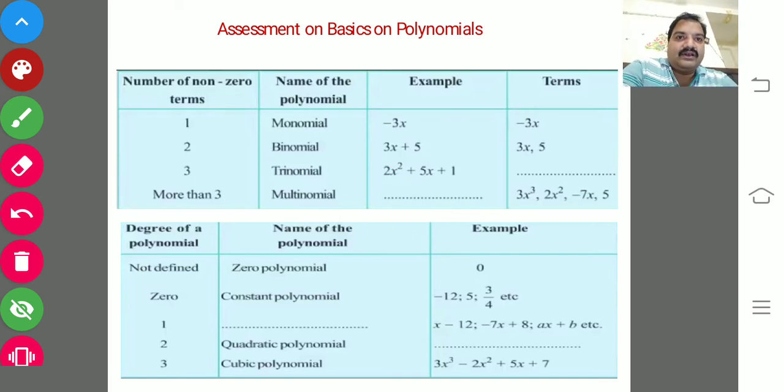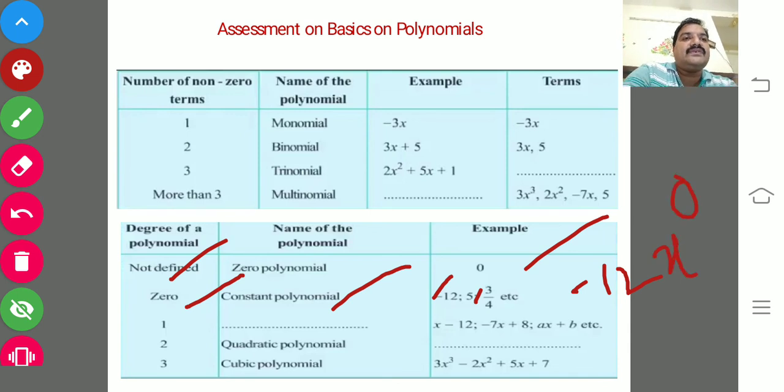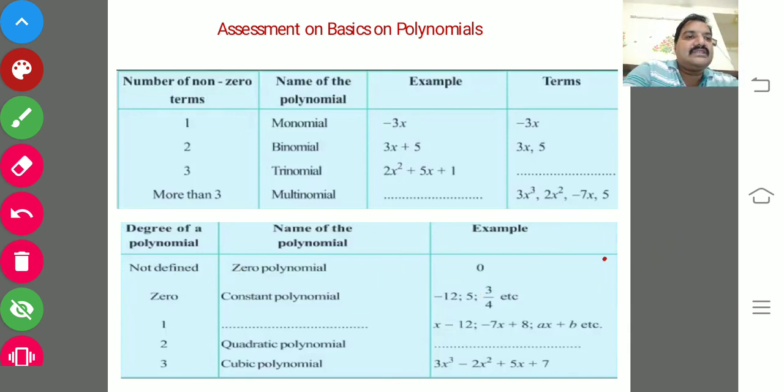And here, if you observe the heads, degree of a polynomial. The degree of a zero polynomial is not defined, so the example is 0. And for a constant polynomial, the degree of a constant polynomial is 0, so examples are minus 12, 5, 3 by 4. You know that minus 12 is nothing but minus 12 into x power 0, and 5 is nothing but 5 into x power 0. That's why the degree of a constant polynomial is 0. This is very, very important.